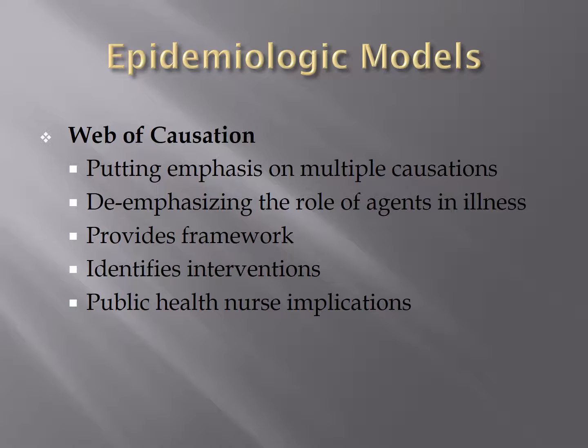Not only does it provide a better understanding of the cause, but provides a framework for analysis. The web of causation identifies factors and interventions for modification, which is another aspect that differentiates it from the wheel of causation. Public health nurses use the web of causation to break the chain of events that lead to health problems. You'll need to know how to differentiate between the wheel of causation and the web of causation.